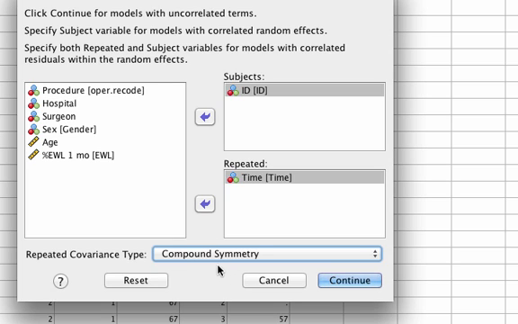Now, we already know from initial screening that for this particular analysis, compound symmetry isn't right. We know that it's wrong, but we need a baseline model to compare the variations in the model that we're going to make against. So this is going to be our comparison.